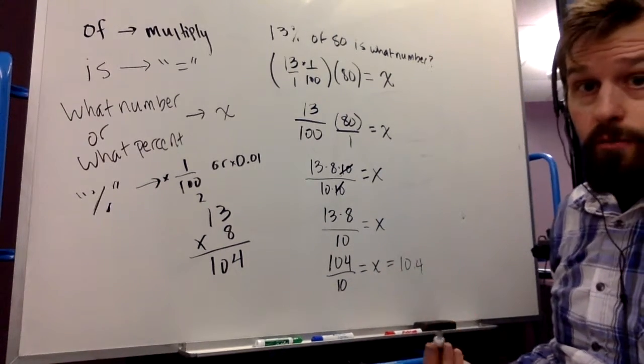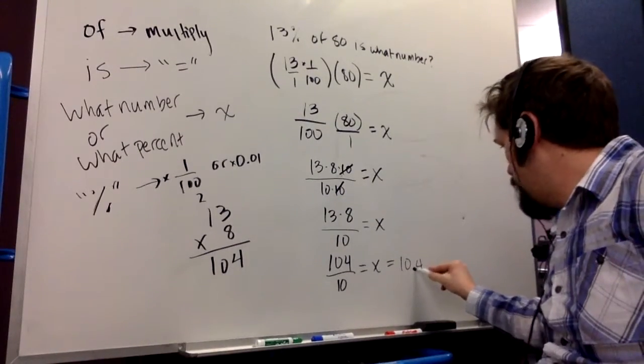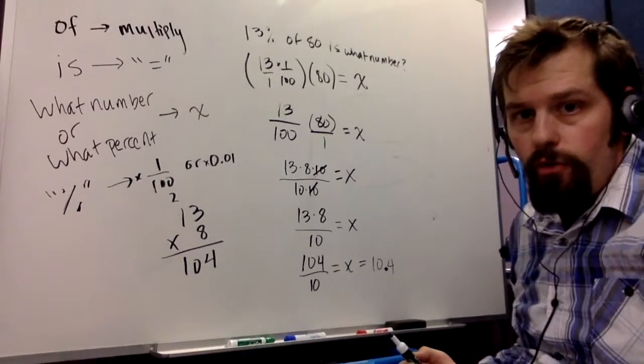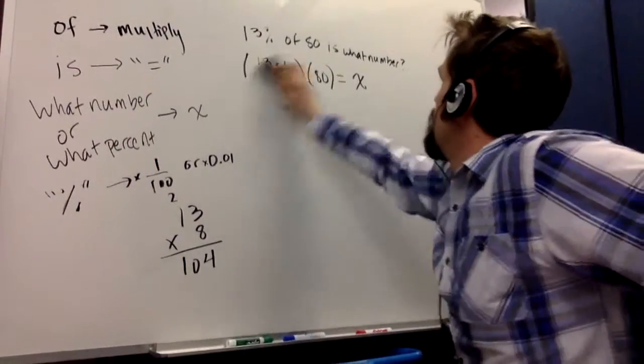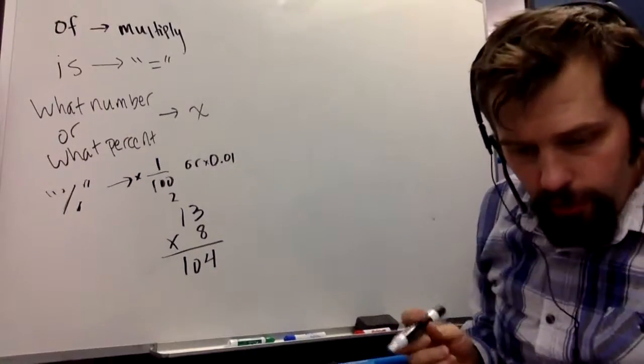Now, I want you to read this back to yourself at the end. So, and this is a decimal point. It's kind of hard to see that. 13% of 80 is what number? 10.4. All right, let's try another one.